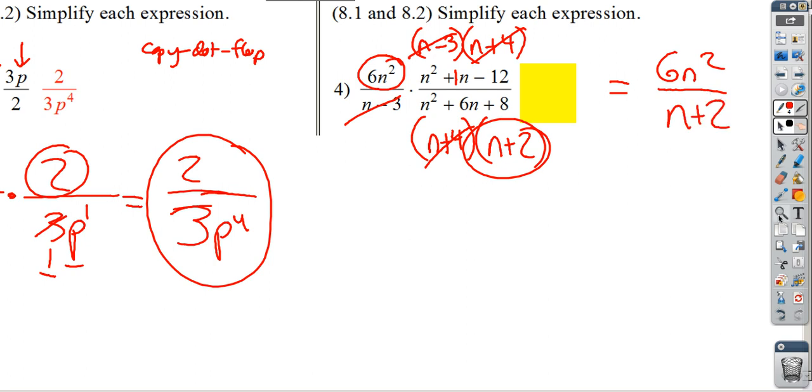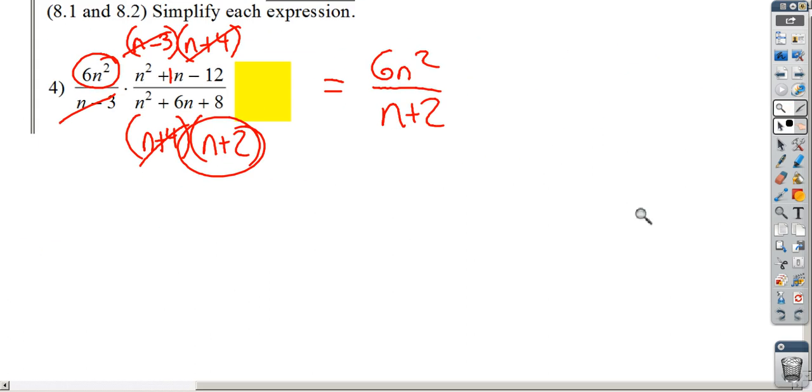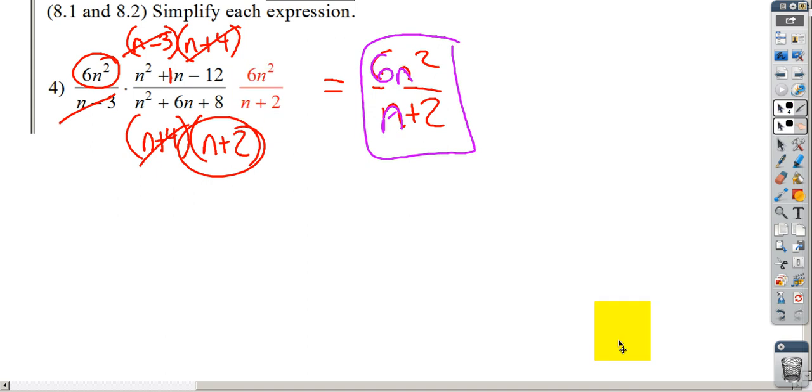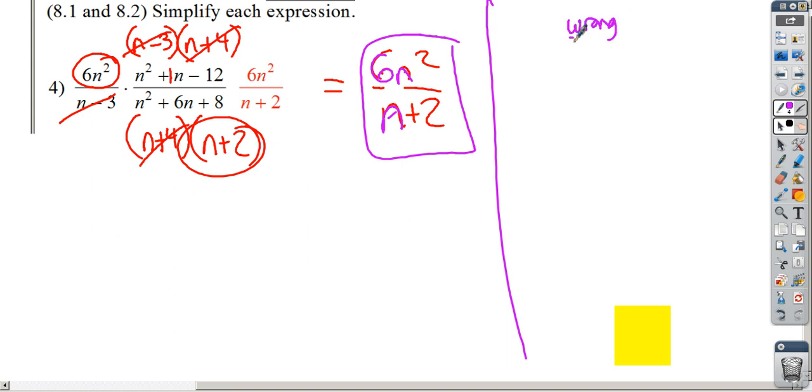Okay, one thing I want to mention, a common mistake, is people will say, well, can't I go like this? Can't I cancel these n's or something? And the answer is no, you can't. And I'll show you why with an example from numbers. If you're ever not sure if something works with variables, test it out by plugging in some numbers and see if it works. I'll do the right way first, and I'll show you the wrong way.